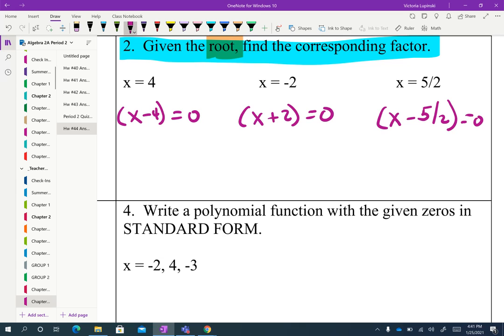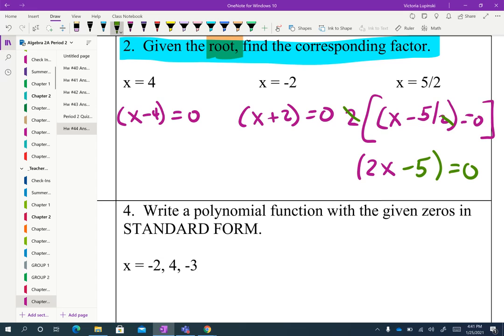Now, here's the thing. We tend to not really leave our factors like that. We don't really like the fractions. So all you're going to do to make it not a fraction is you're going to multiply everything by 2. If you do that, you're going to get a 2x. Then these 2's are going to cancel, which will give you -5. And then on the right, anything times 0 will, of course, remain a 0.